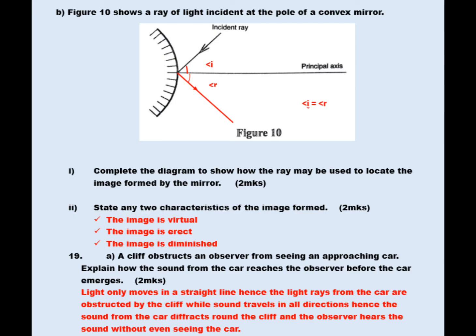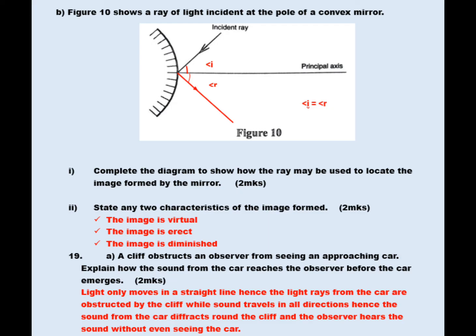Question 19. A cliff obstructs an observer from seeing an approaching car. Explain how the sound from the car reaches the observer before the car emerges. Light and sound difference. Light only moves in a straight line, hence the light rays from the car are obstructed by the cliff, while sound travels in all directions, hence the sound from the car deflects around the cliff and the observer hears the sound without even seeing the car.